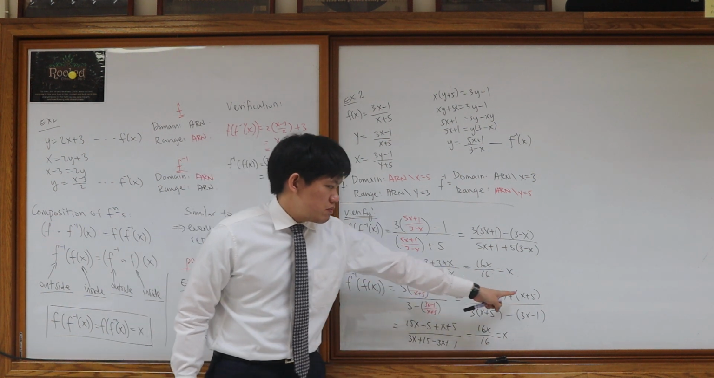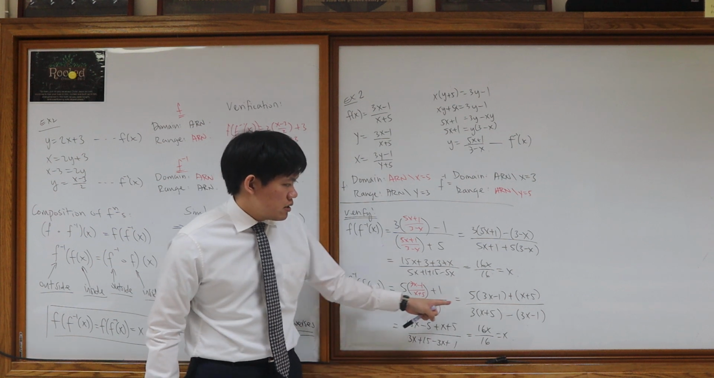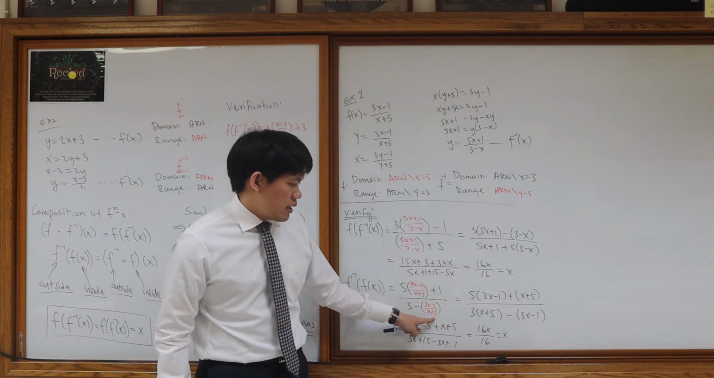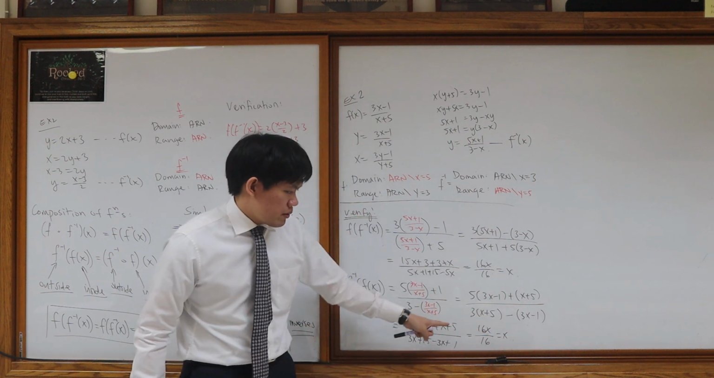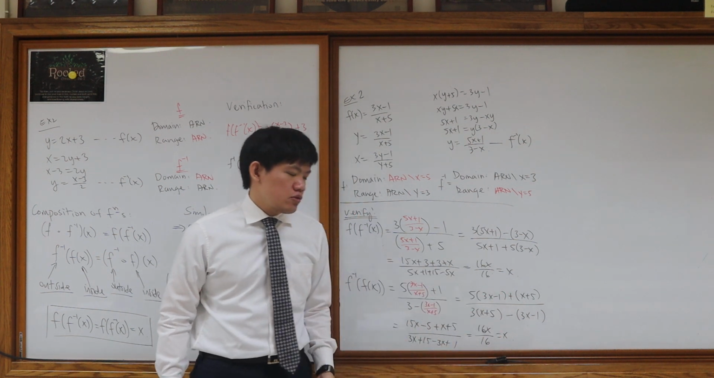So the 1 becomes multiplied by x plus 5, the denominator, and then the 3 will multiply by the denominator, x plus 5. So this simplifies as this. You expand everything, you end up with 16x over x, and that equals x.